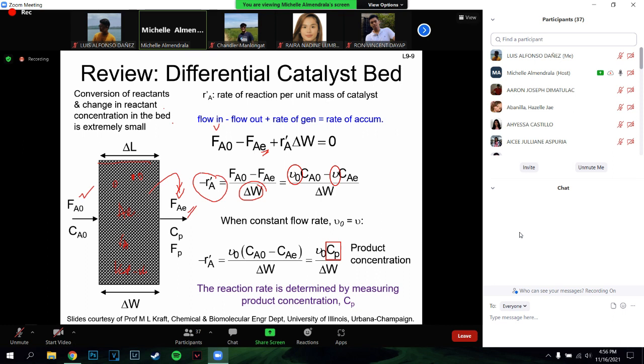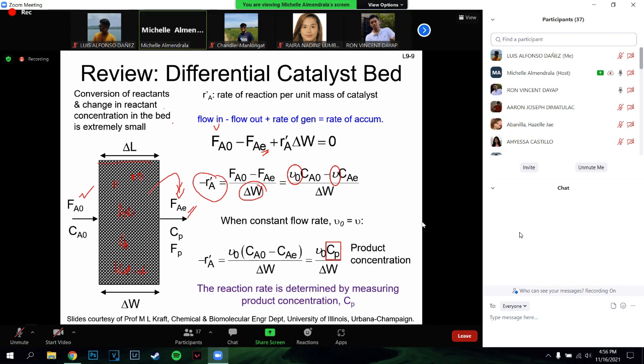Okay, next, let's go proceed to our next slide. Yes. Ma'am, question po. Why Mm. is it, I want to clarify lang po, why is it that for PFR, the changing variable is volume, but for the catalyst bed, the weight changes as the solution passes through it?